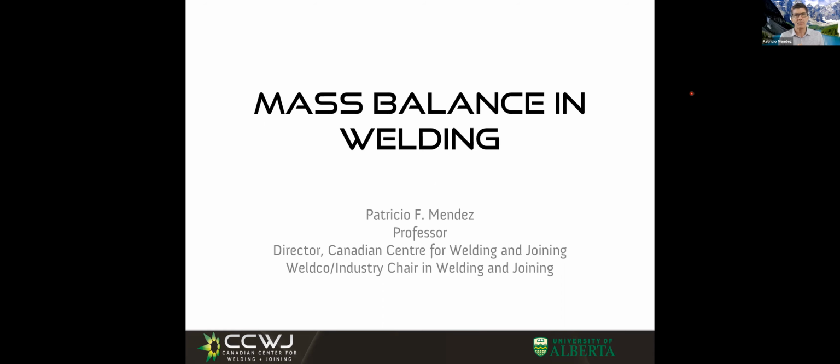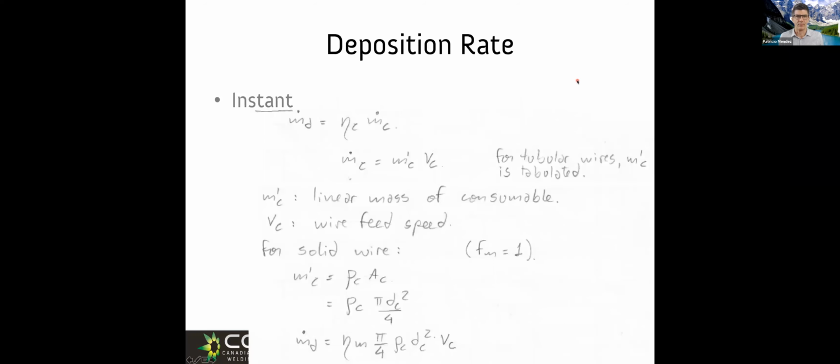And perhaps the most difficult part of this today will be the notation, because if we're going to make calculations, we have to have symbols. And then we need symbols for what is the wire, what is the plate. And here we go. Deposition rate.